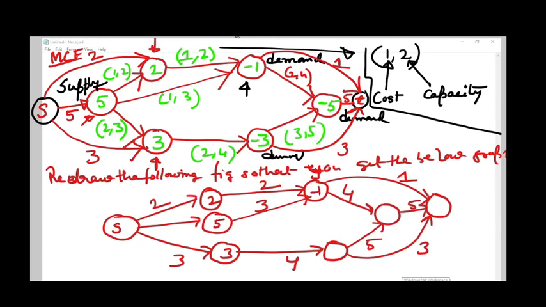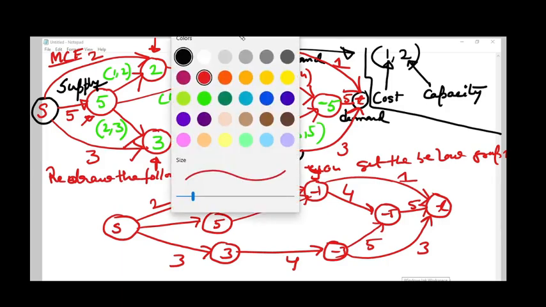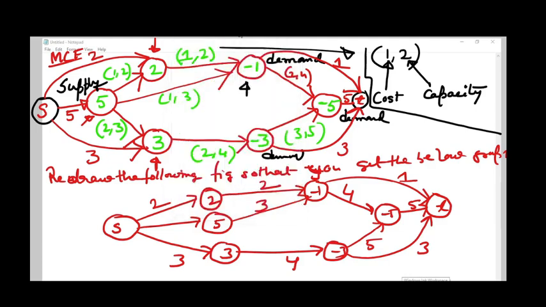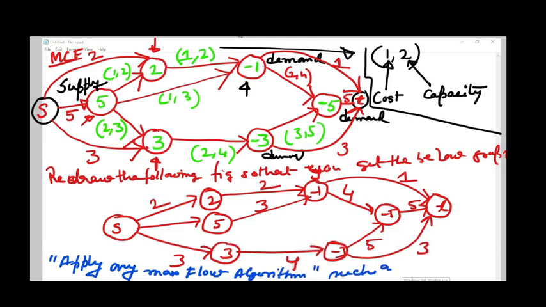This you keep as it is. -1, -5, 3. After getting this graph, apply any max flow algorithm such as Ford-Fulkerson, or even Edmonds-Karp you can apply. Ford-Fulkerson, and find the maximum flow.